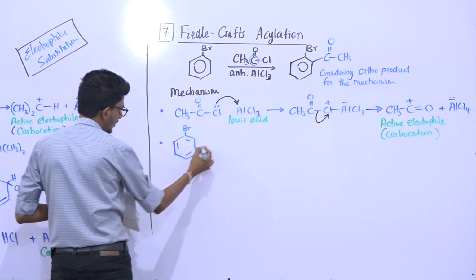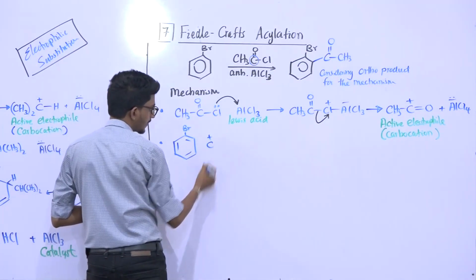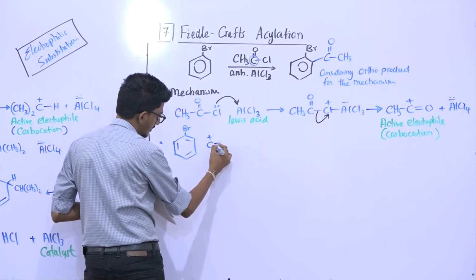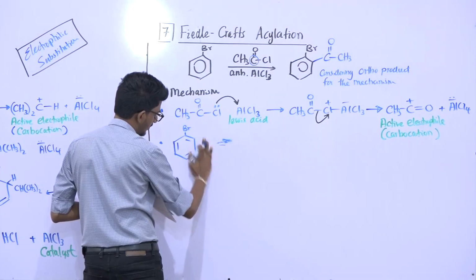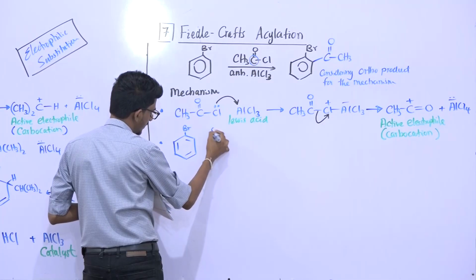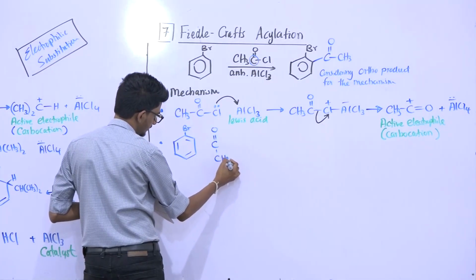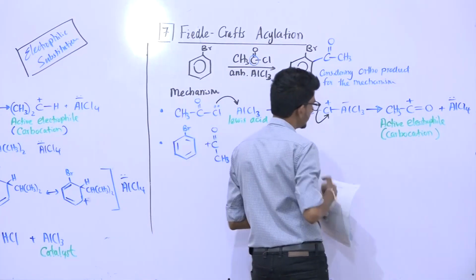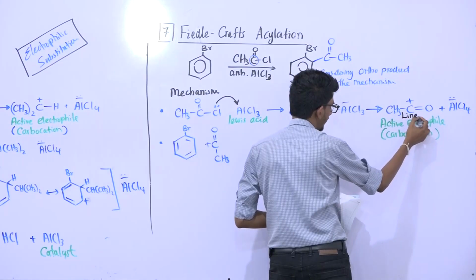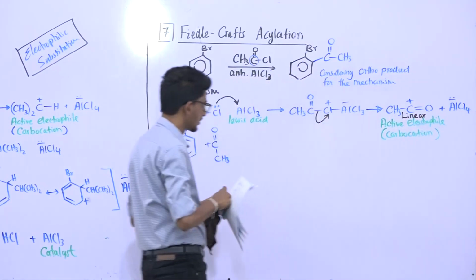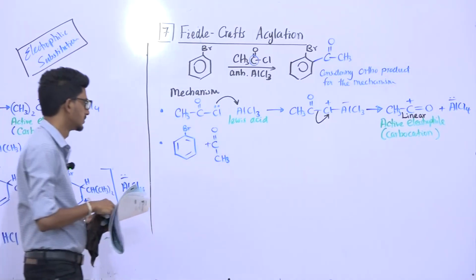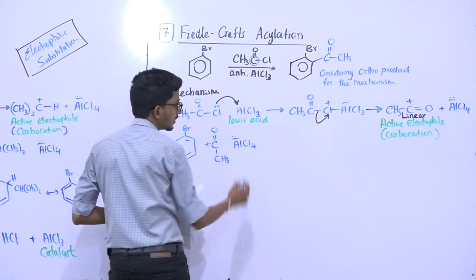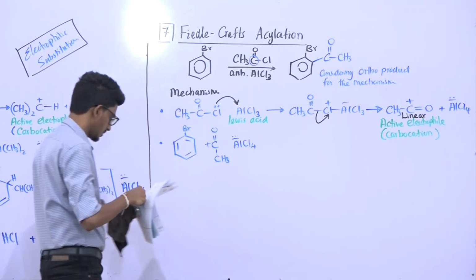Right? So you have the positive charge here, right? Come on, it's a linear thing, huh? It's linear. The active electrophile is linear here. Right? So you have the AlCl4 minus as well, right? So this attack.